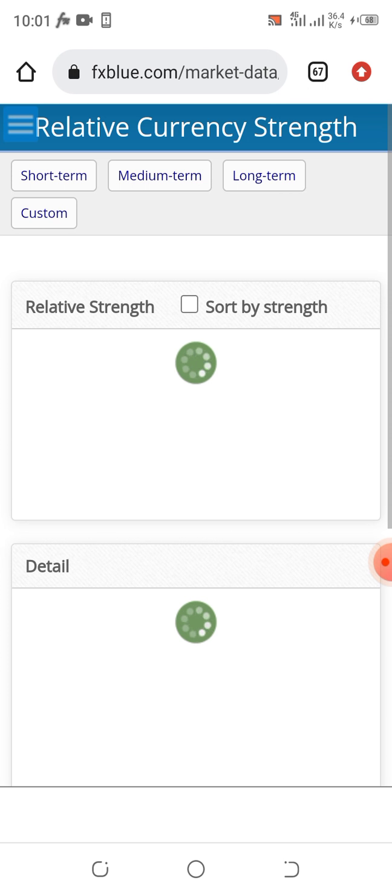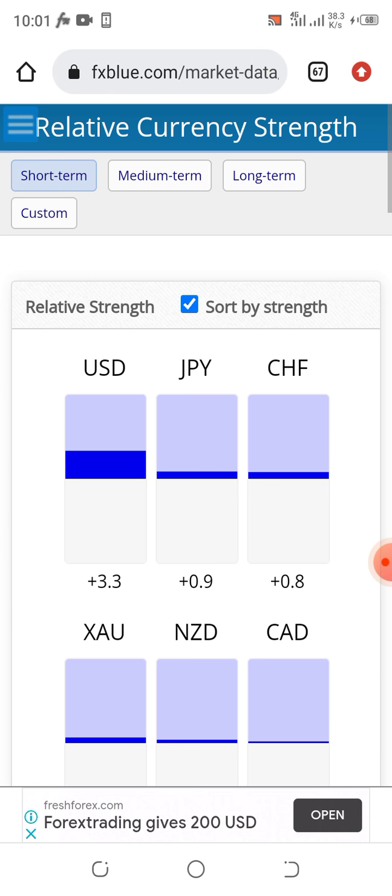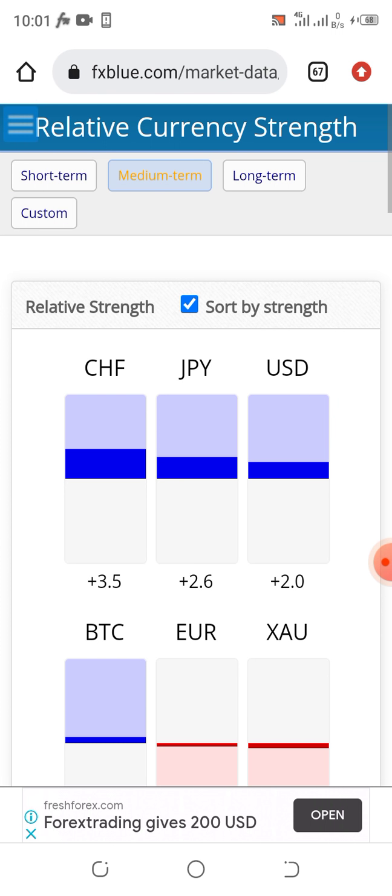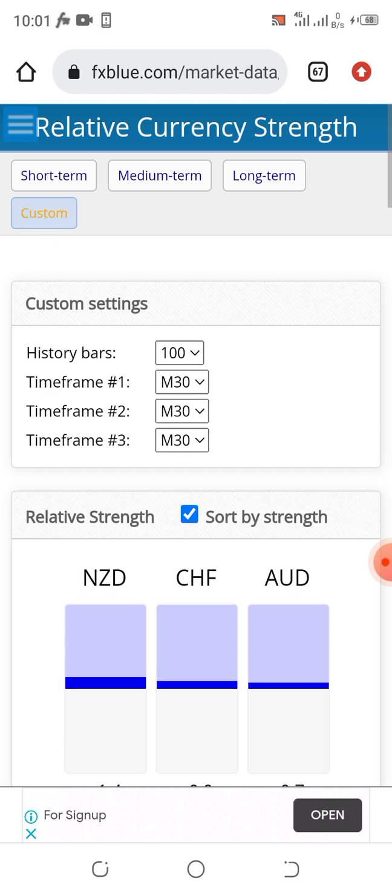As you can see here, there is short term, medium and long term, based on your time frame. If you are trading the 15 to 30 minute time frame, just choose short term. If you are trading 1 hour or 4 hours, click on medium. Weekly or monthly, click on long. If you want to customize your time frame, click on custom and select according to the time frame you are trading. Then for the bar, you select it to be a full 100.